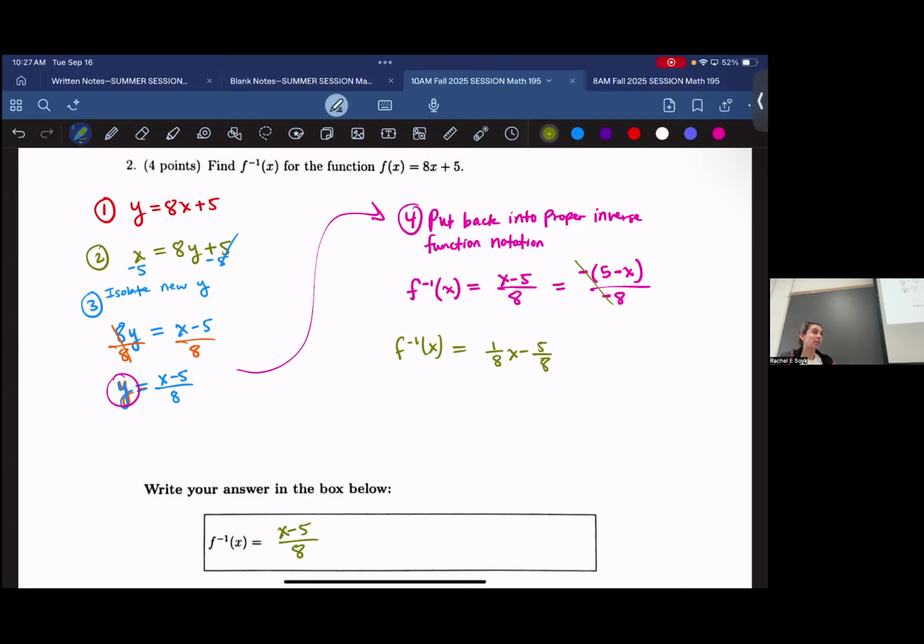Any other questions? Yes. X minus 5/8, like it's not together. That is incorrect, because you need to make sure you're dividing both of these terms by 8. X minus 5/8 is very different than x/8 minus 5/8, which is the answer. Really good questions, though.